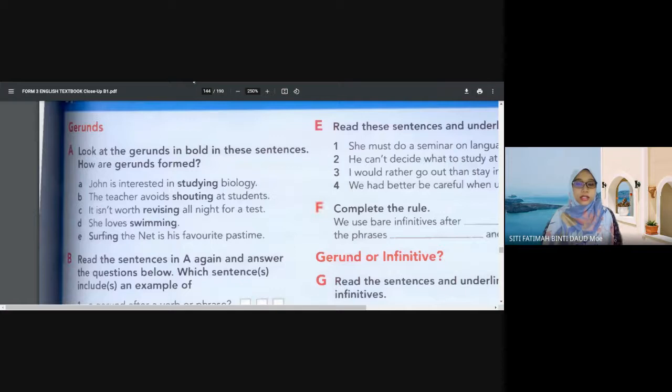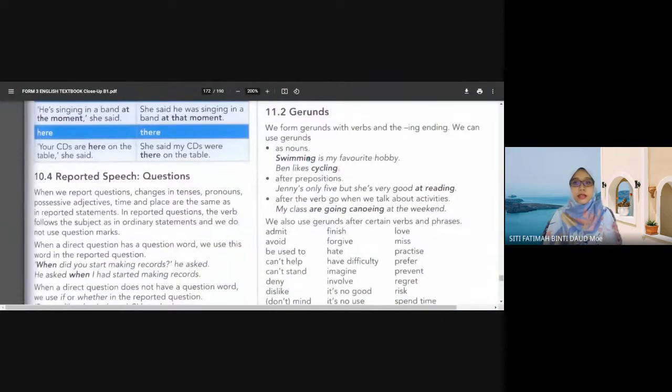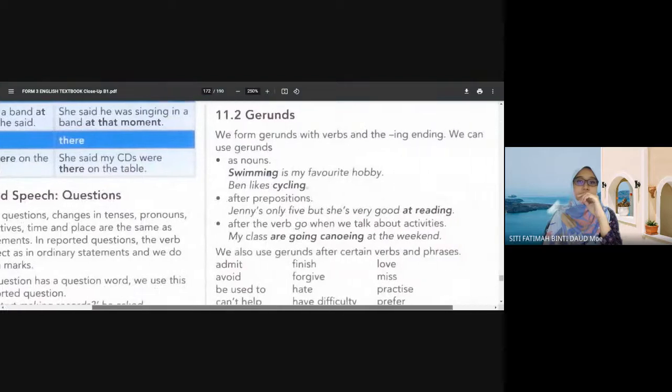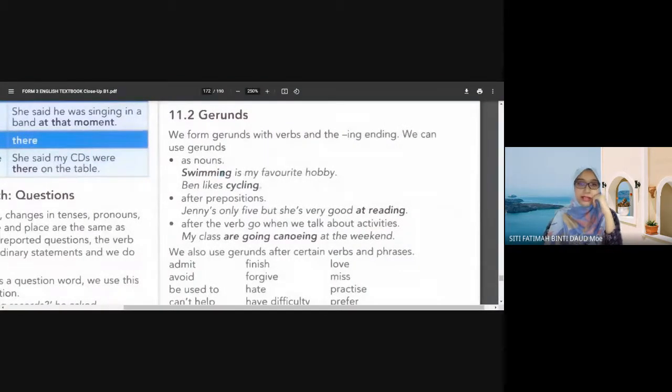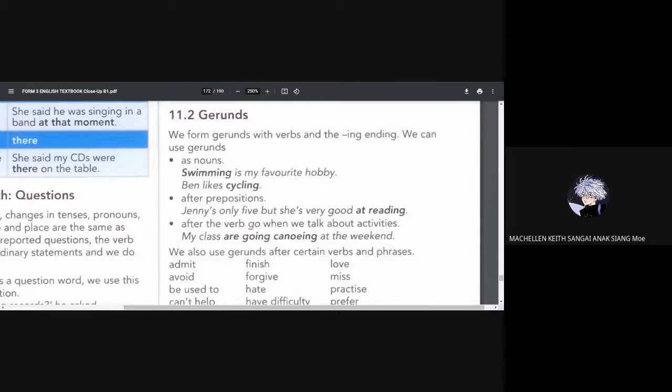Now let's see how gerund works by turning to page 171. Net is the internet here. That's why the net is in capital letter N. Okay, turn to page 171. Are you all on the same page with me right now? You look at the right side of the page down there. Are we on the same page now? Yes. All right, thank you.